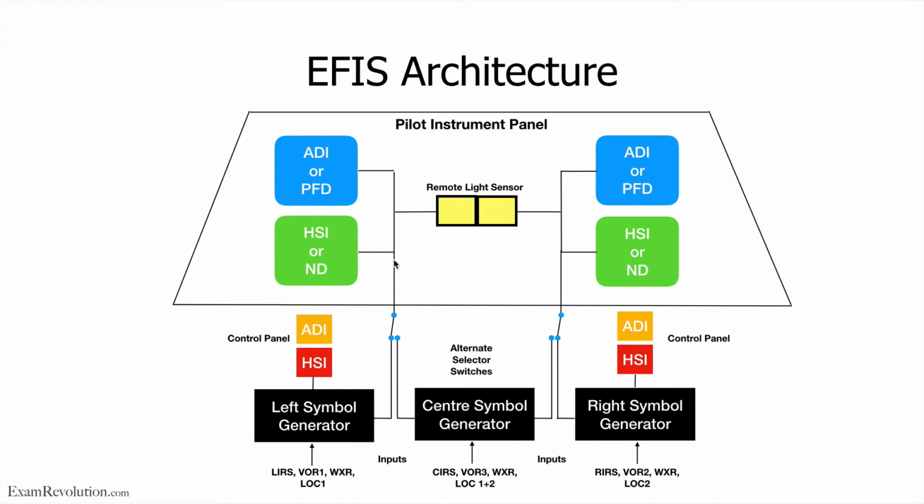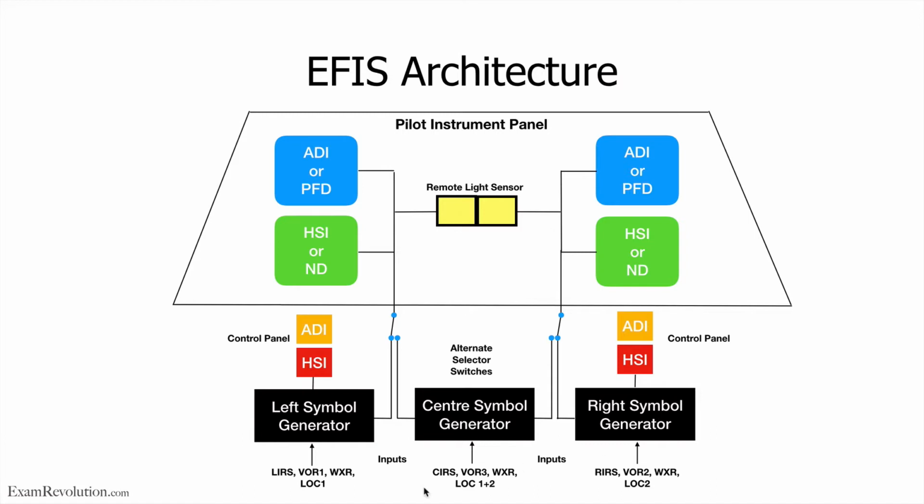Okay, and then if we move down from these, we've basically at the bottom got three generators. Now these are called symbol generators. So you've got a left symbol generator, a center symbol generator, and a right symbol generator. Okay, and we'll talk about those and what their functions are just now in a lot of detail.